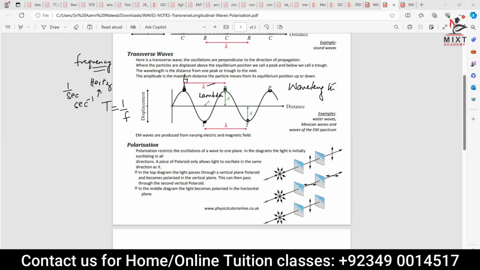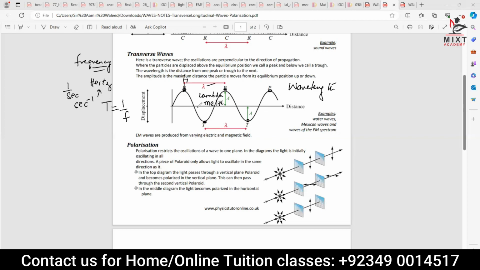And what is the standard international unit for that? Lambda is just to denote the quantity. It's meters. There is another definition, you will find it in the books. That is a very interesting definition: the distance between two points on the wave which are in phase.